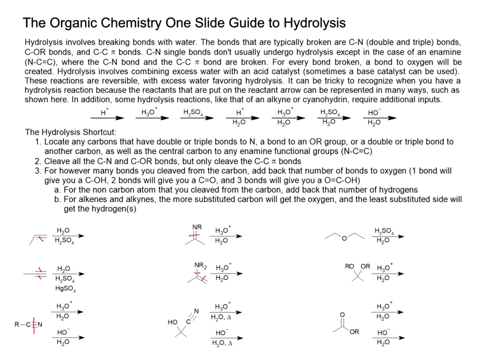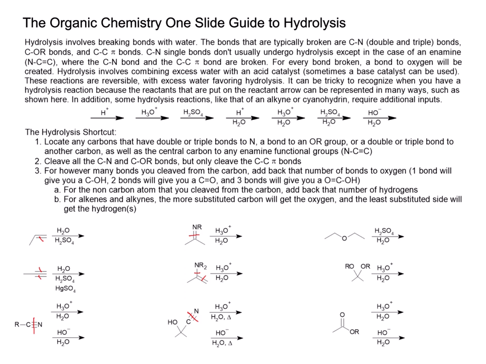In the next example, we have a cyanohydrin, that is a carbon bonded to both an OH and a CN. And in this case, we do need to add heat for this hydrolysis reaction. But once again, we're just going to react by cleaving that carbon-nitrogen triple bond.